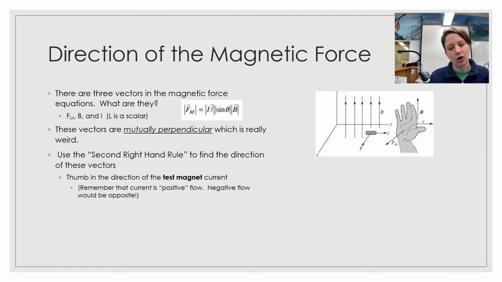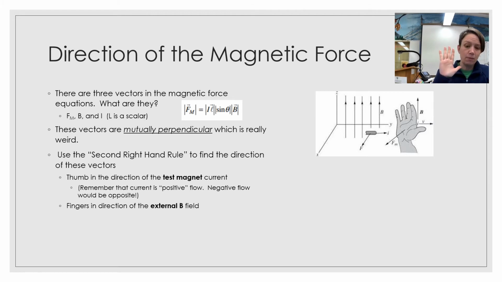Do remember that current is positive flow. So if you have negative flow, or they tell you which way the electrons are moving in the current in the circuit, you actually need to point your thumb opposite from the direction of that. The second part of your hand is going to be your fingers, okay? So you can see how your fingers are perpendicular to your thumb, which makes this handy. Your fingers are going to be pointing in the direction of the external magnetic field, okay?